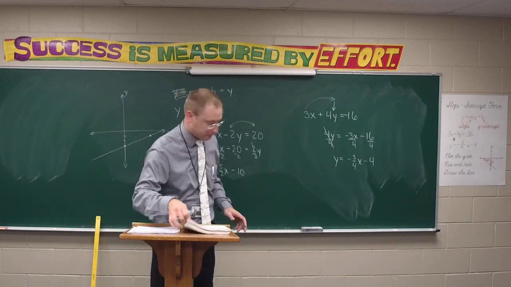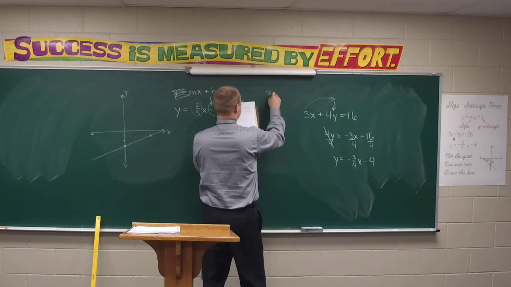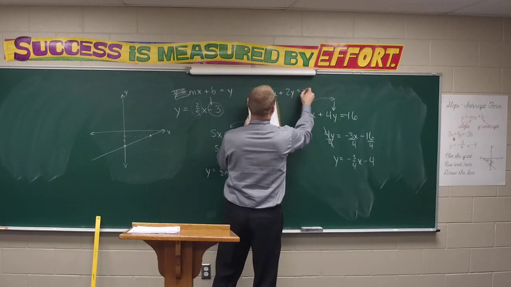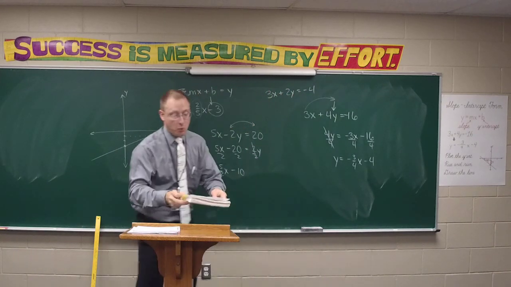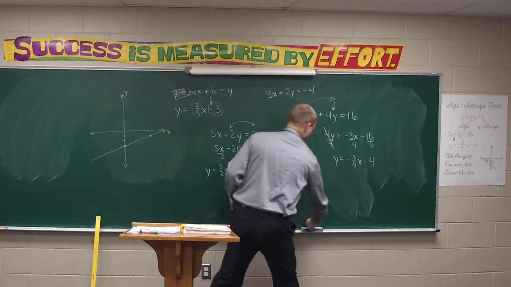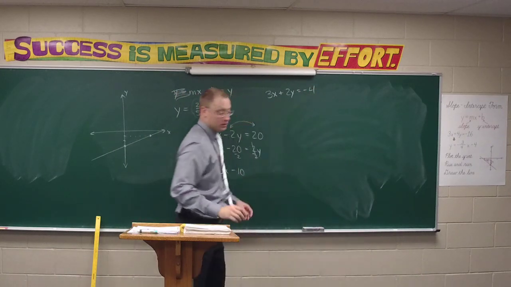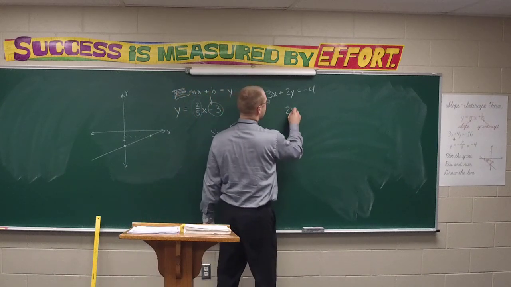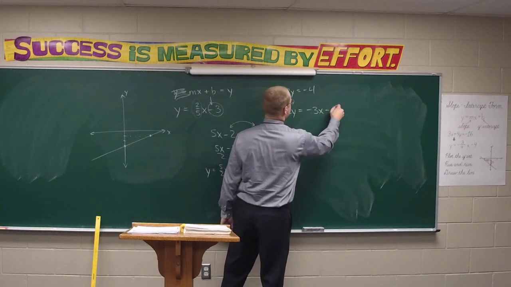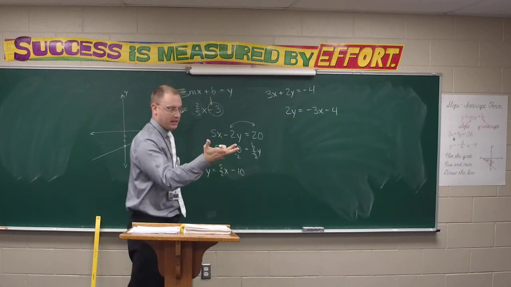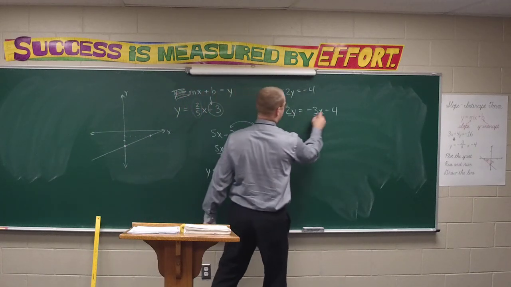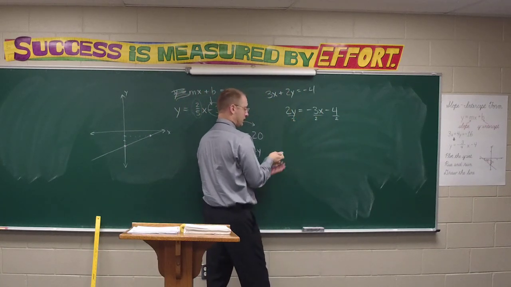Look at number 7. We've got 3x positive 2y equals negative 4. This time the y is not negative, so I don't need to double switch it. I just need to get it by itself. Maddie? 2y equals negative 3x. Good. Move the 3x over as a negative. We'll leave the negative 4. And then? And when I divide away the 2, what's my final answer?